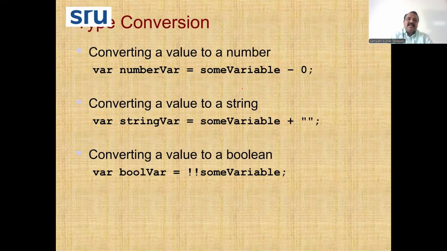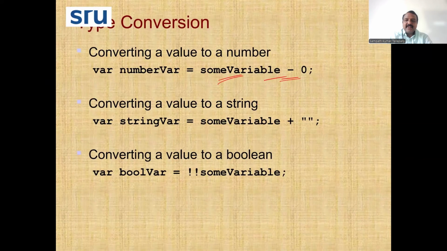See here now, what I am doing, I can write it in this way. Some variable is there, and I want to convert this one to a number. A value to a number. So whenever I want to convert a value to a number, we'll do this operation, then it is converted to a number.